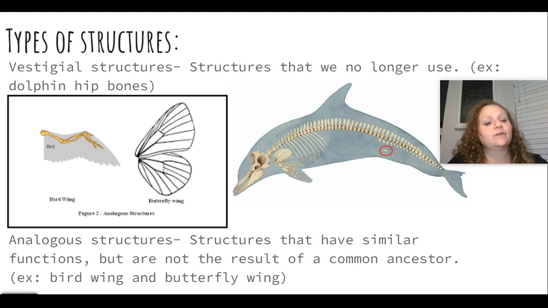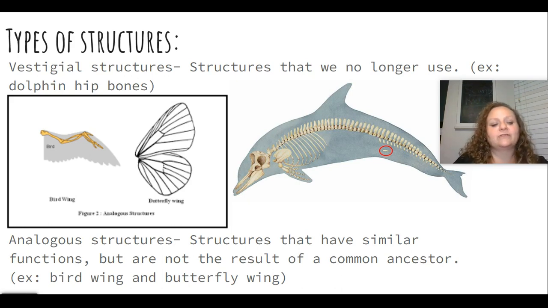Analogous structures have similar functions, but they're not the result of a common ancestor. They may have similarities just because they have evolved for the same purpose.